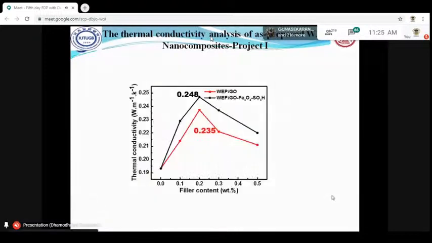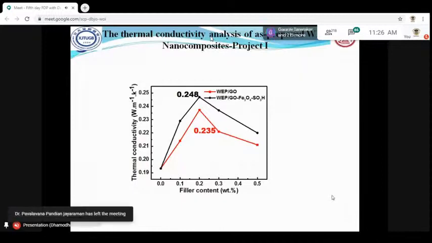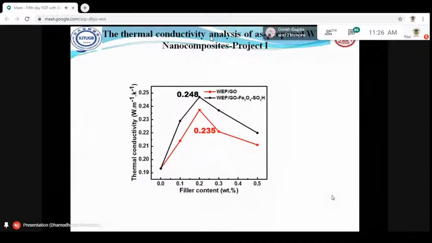In addition, we have done the thermal conductivity analysis. The thermal conductivity analysis of the GO is showing better performance at the loading of 0.28%. So the thermal conductivity value was 0.235 for GO with the WEP. For the loading of 0.28% magnetite nanoparticle decorated GO with the WEP, it was 0.248. Though it is very little, when we compare with the neat WEP, it is somewhat good.